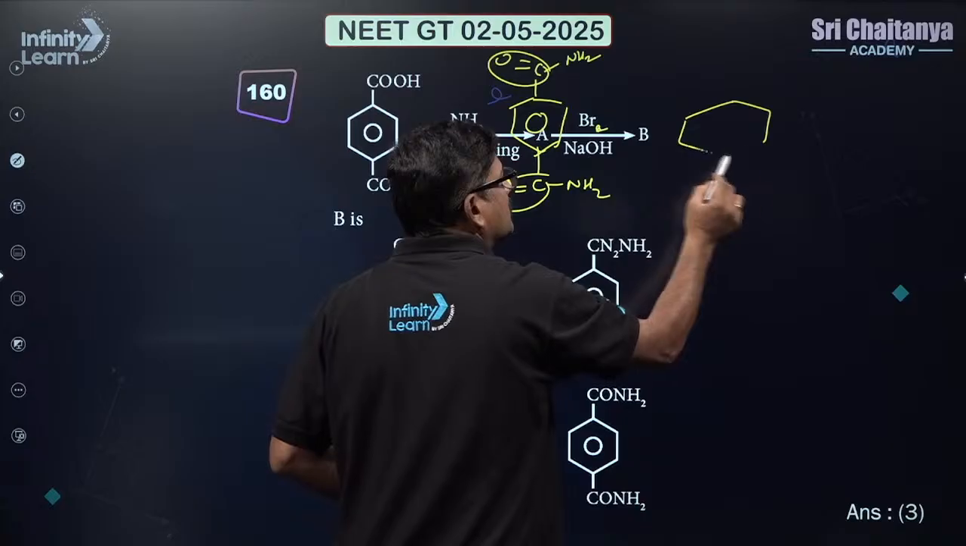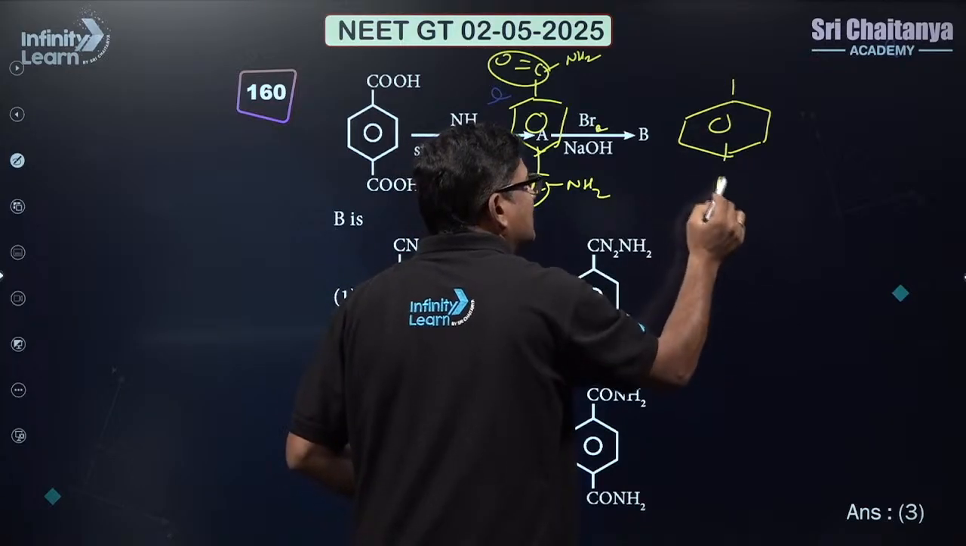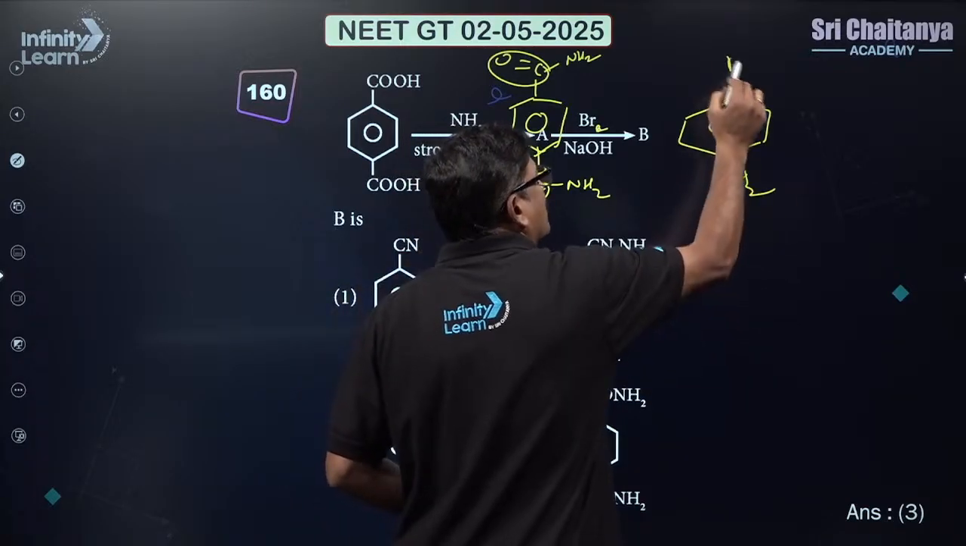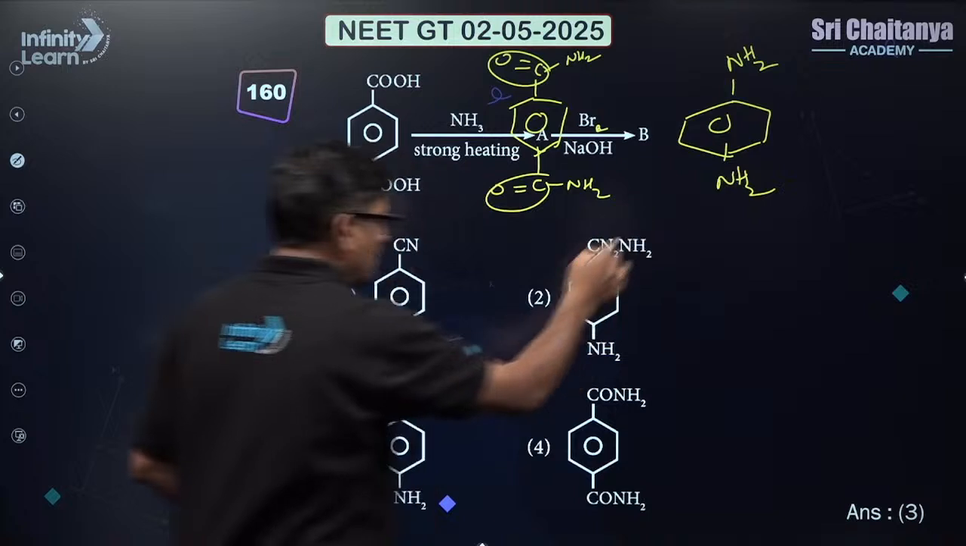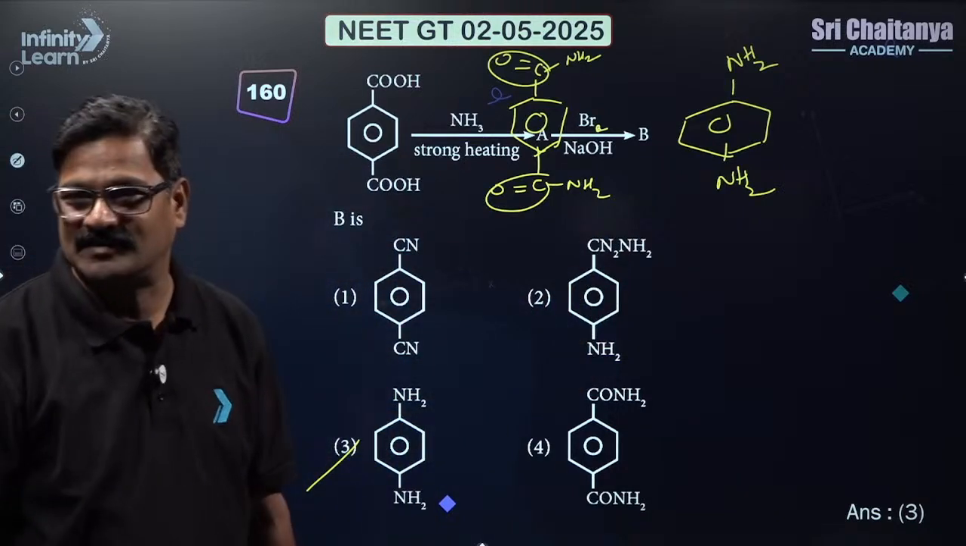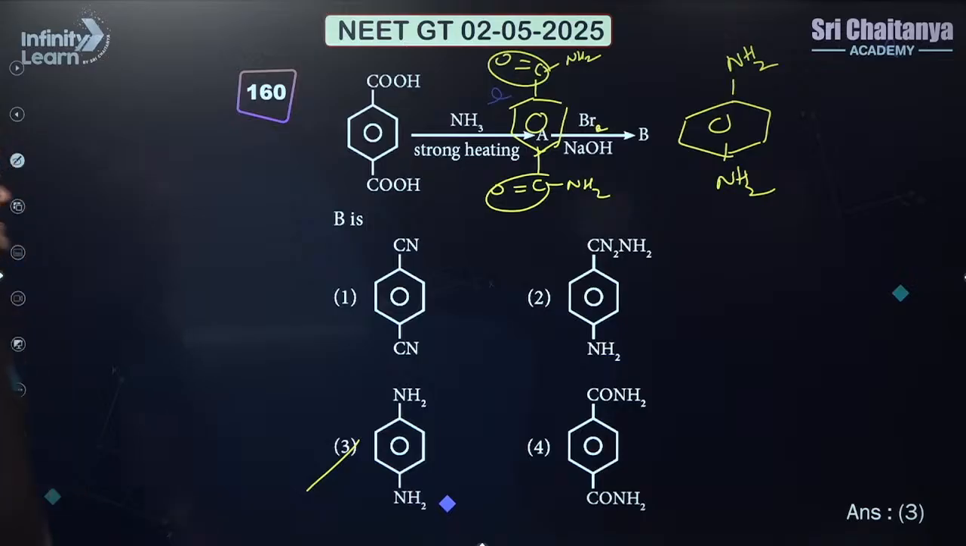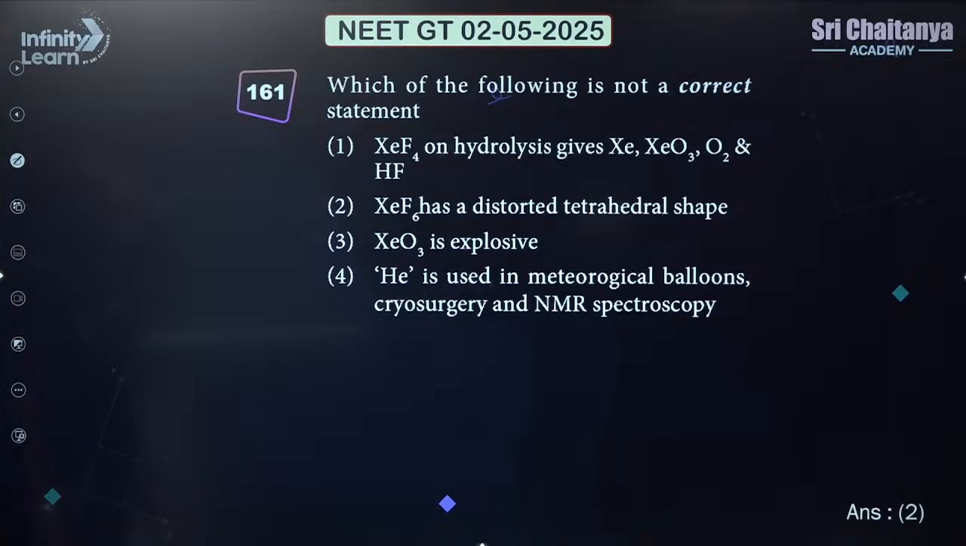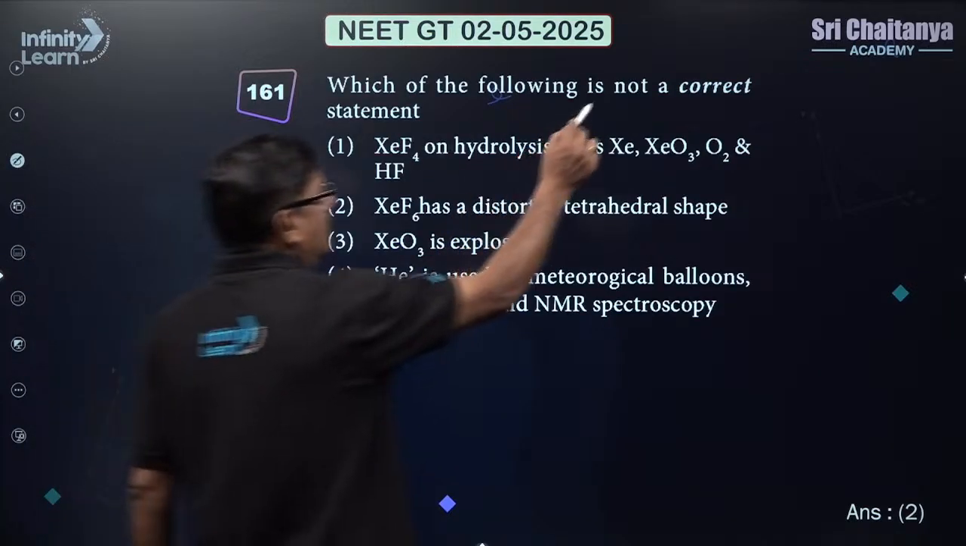So I am going to get amino group on either side. Hofmann bromamide reaction. So my answer for this question is going to be 3 is the correct answer. Getting or not? That's good. Next, which of the following is not a correct statement?